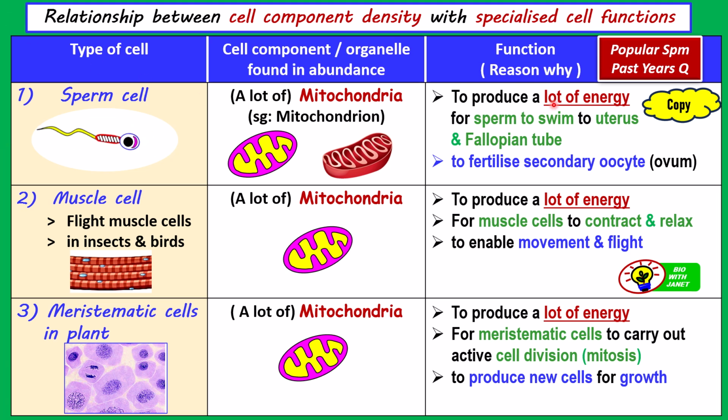So please take note that for each of these reasons, I put there's a lot of mitochondria to produce a lot of energy. We have to write these words: a lot more of or more. Sperm cells have more mitochondria. Muscle cells have more mitochondria to produce more energy, okay? Because it's a comparison with the normal cells. If you don't put these words, a lot of or more, a lot of mitochondria or more energy, then you may not get the mark, okay? Then explain the reason why.